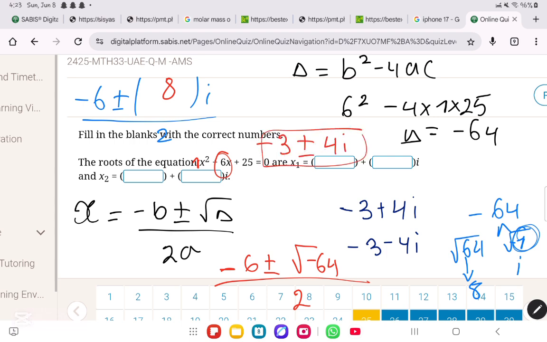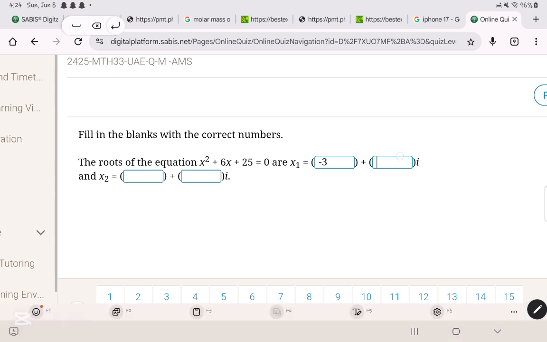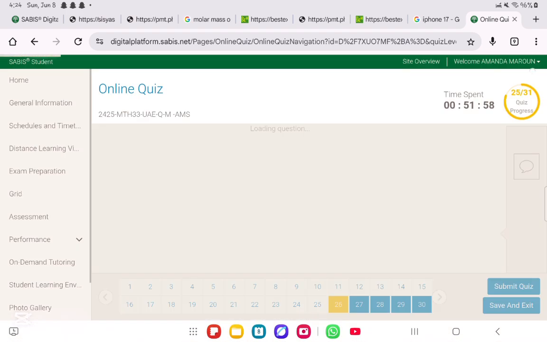And we're back to where we started, which is minus 3 plus 4i and minus 3 minus 4i. So minus 3 plus 4i and then minus 3 minus 4i. We move on to question number 26.